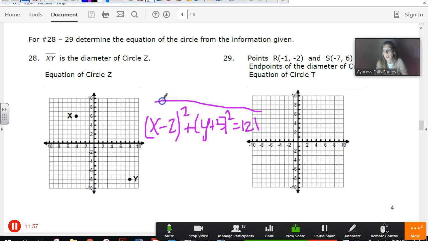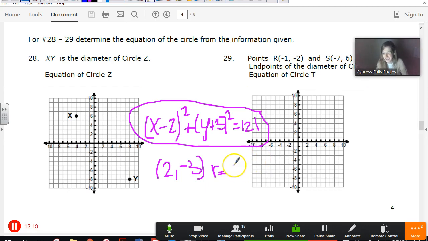Okay, here's my answer choice A. What's the center of this circle of answer choice A? 2, negative 3. Very good. That's the center. And what's the radius of this circle? Square root of 121. So it's x minus h squared, y minus k squared equals r squared. Okay, so go ahead and take this.